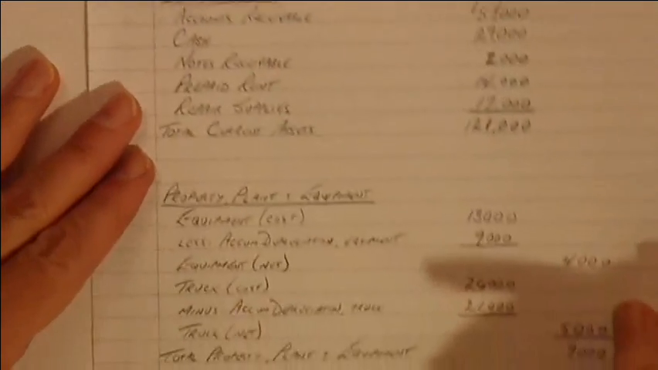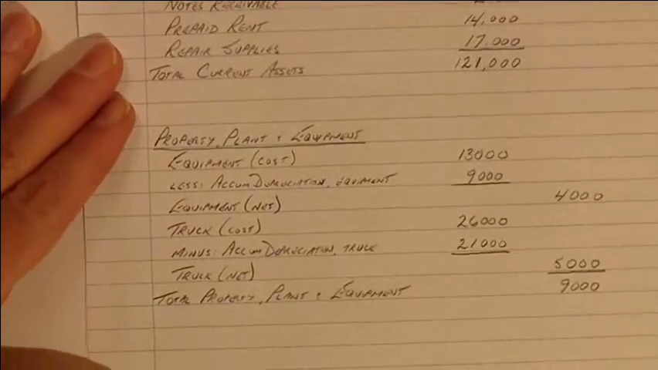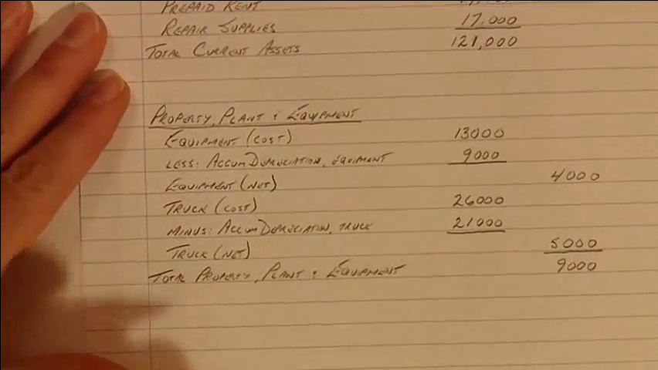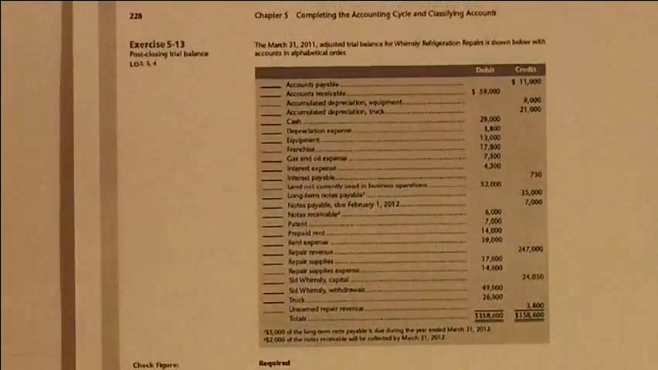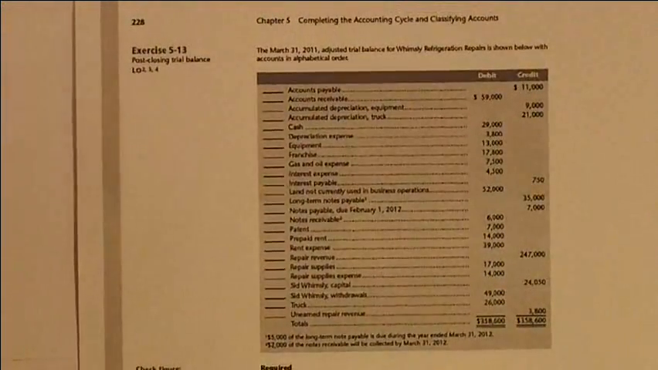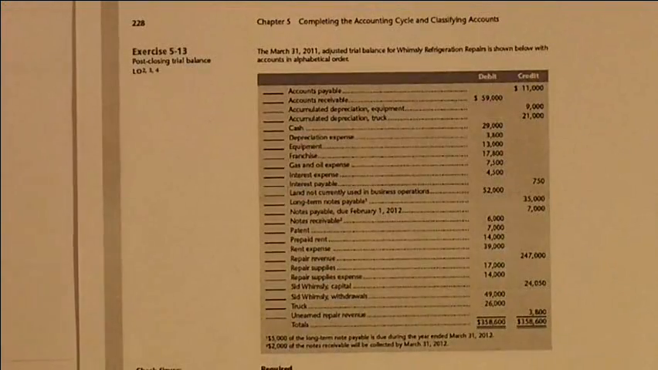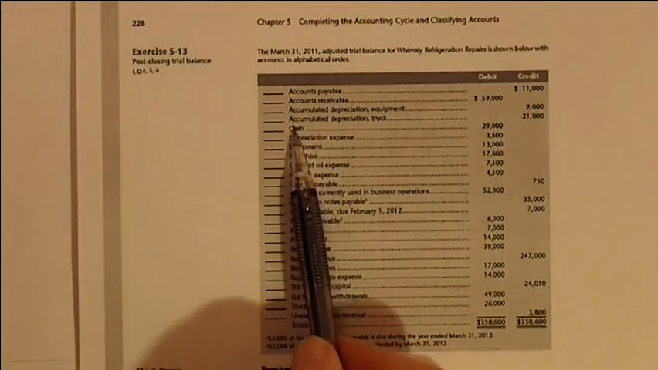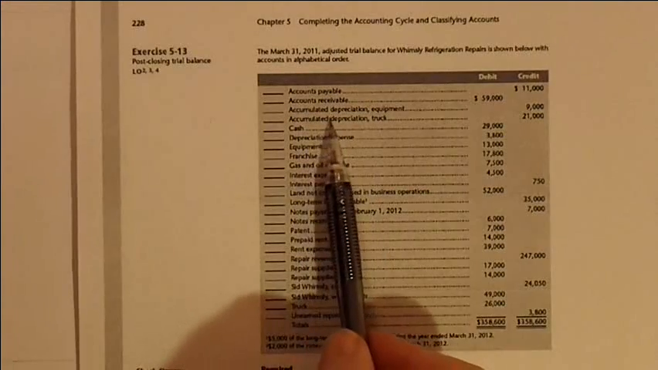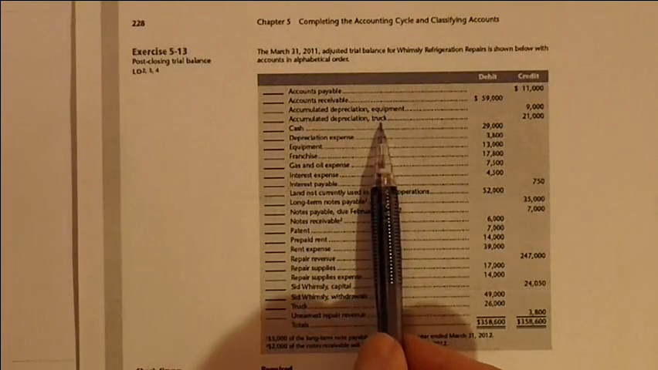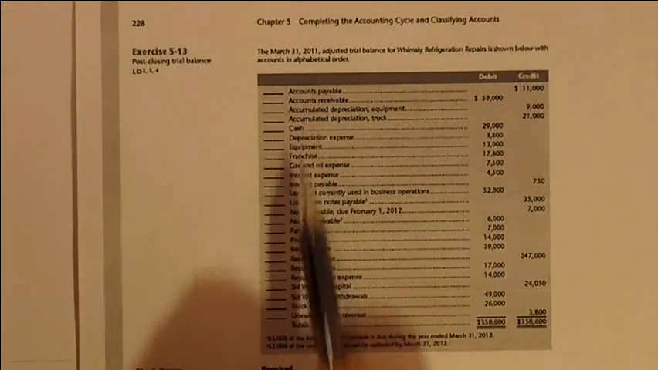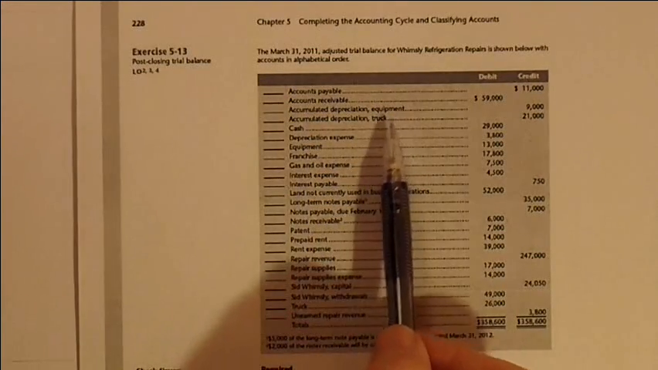Property, plant, and equipment, again, some sort of different things about that. Not in the order that we find them. One of the things I do when I look at a list like this is, property, plant, and equipment normally gets depreciated. And I noticed as I go down the list, one of the first few accounts I find is accumulated depreciation equipment and accumulated depreciation truck. That tells me somewhere in this list I'm going to find equipment and I'm going to find truck.